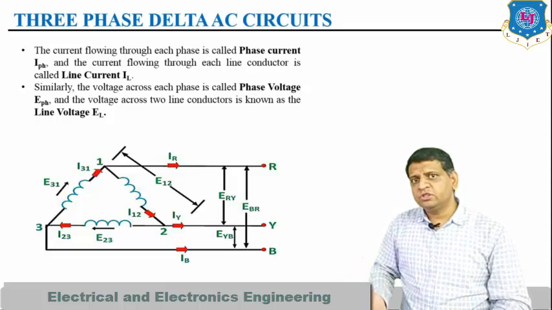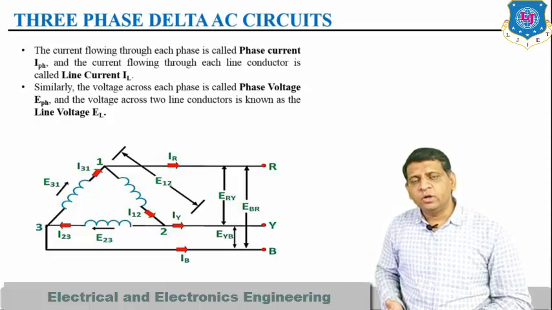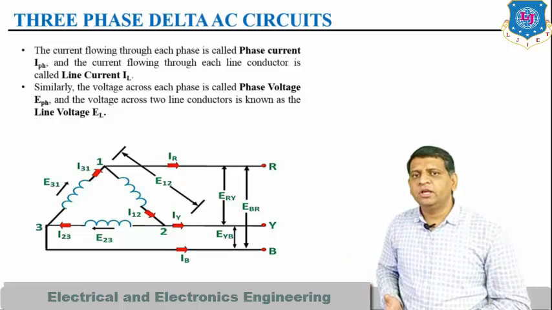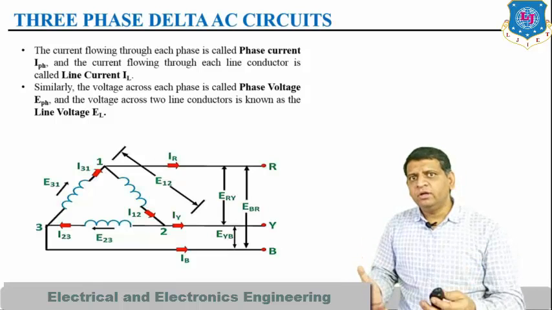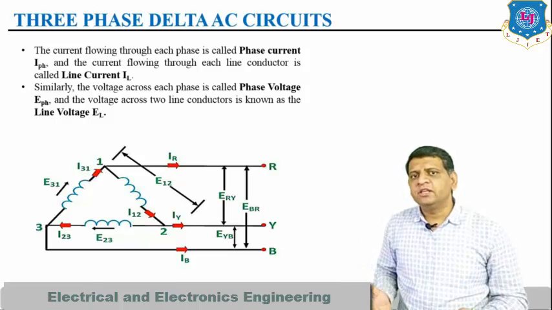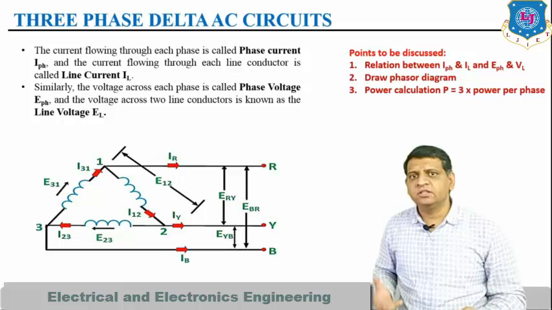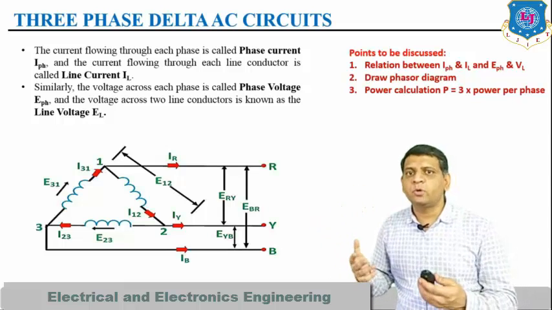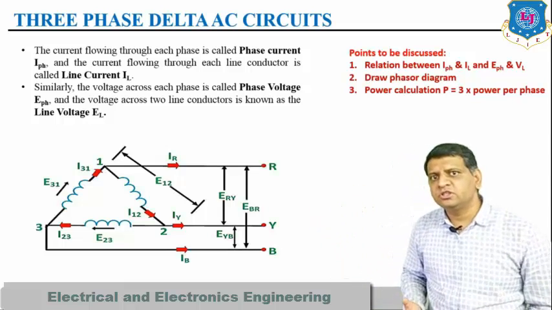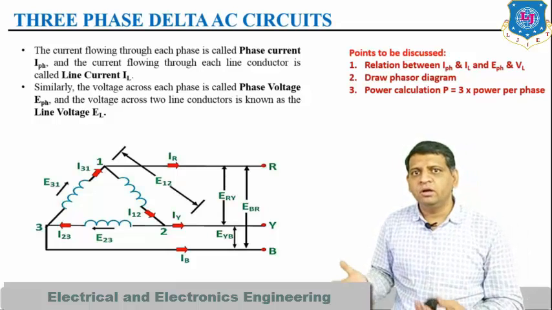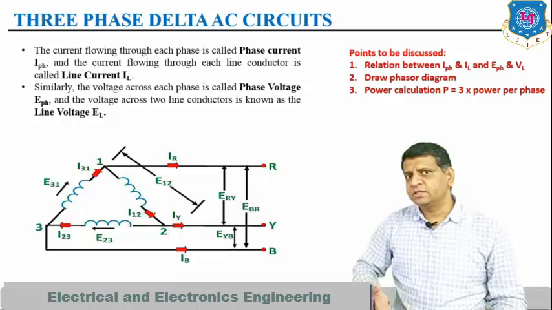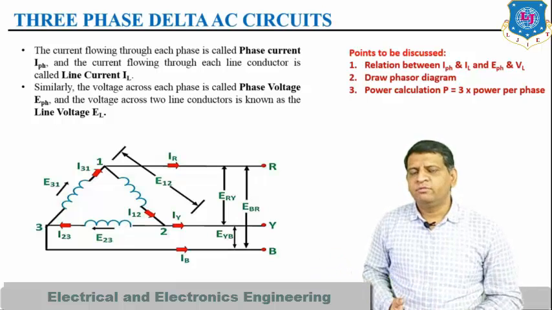Same way, the voltage generated in each phase is defined as a phase voltage, and the voltage difference between two lines we define as a line voltage, right. Now our terminology is the same as what we discussed during the star connection, where there are 3 points we have to discuss. Point number 1, we have to find the relationship of voltage and current.